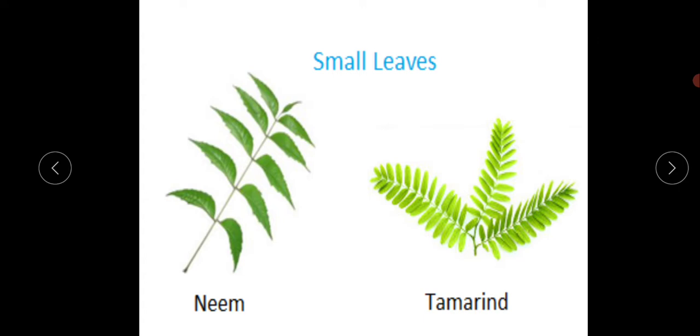Look at the leaves, children. Tamarind means what? In Kannada they will say Hunase mara, right? It's called the tamarind tree. Look at the leaf. If you have a tamarind tree near the house, you can just look at it and see how the leaf of the tamarind tree is.